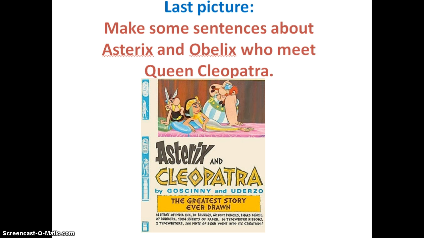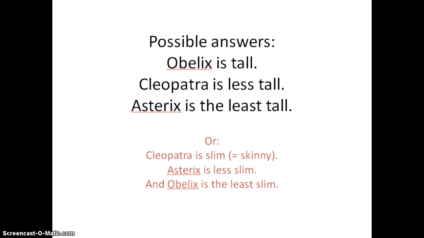And here is a final picture. Make some sentences about Asterix and Obelix who meet Queen Cleopatra. Here, possible answers: Obelix is tall, Cleopatra is less tall, Asterix is the least tall. Or Cleopatra is slim, which means skinny, Asterix is less slim, and Obelix is the least slim.